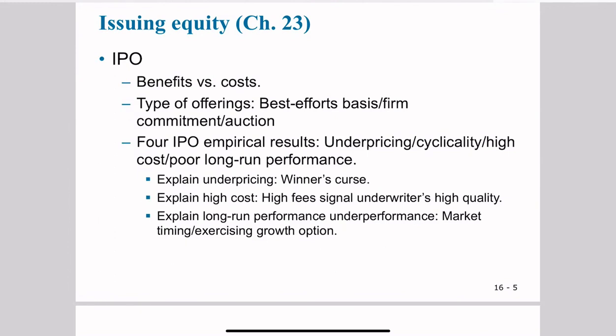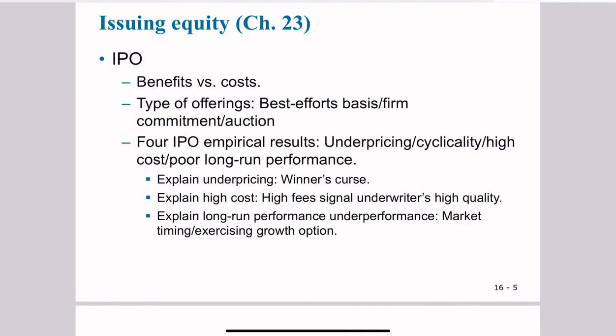First, we could see underpricing. That is, the first day return for IPOs is generally significantly positive. The second result is cyclicality, which means if the economy is good, you will see a lot of IPOs, and if the economy is bad, you will see very few IPOs. The third one is the high cost. IPOs are very expensive in percentage terms. I can't remember the exact number, but I think the average is about 7% of the offer size.